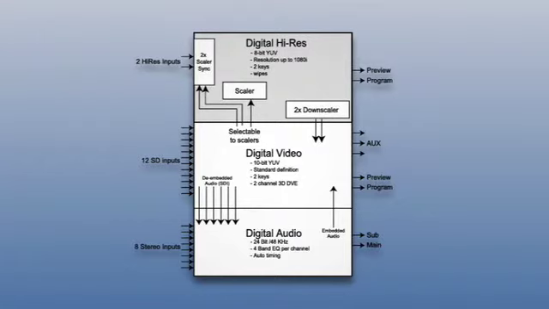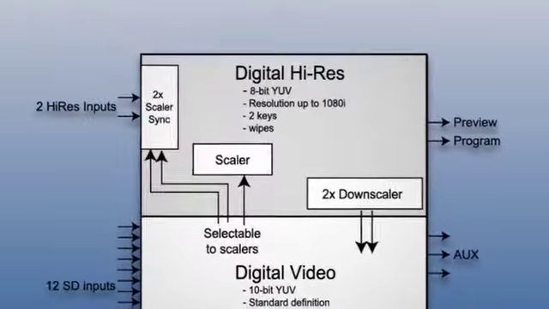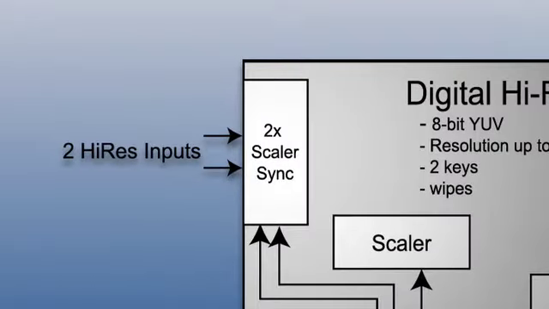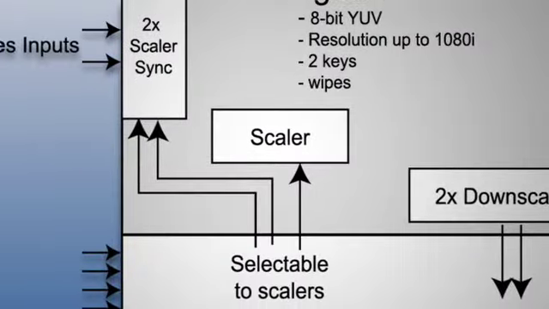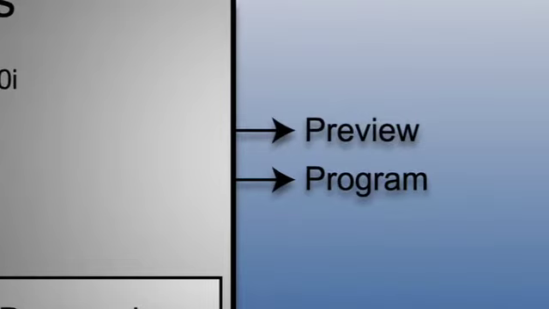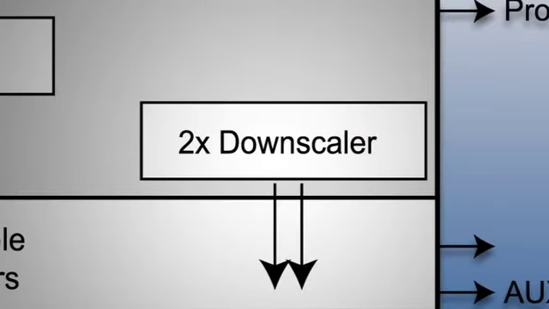Now let's take a minute to talk about how the video and audio enter and exit the Indigo AV mixer. As you can see in this diagram, you have a lot of inputs and fewer outputs. In the high-res area, you can bring in 2 high-res inputs or upscale as many as 3 standard definition sources. You can then output a high-res program and preview channel, as well as downscale 2 high-res sources to standard definition.